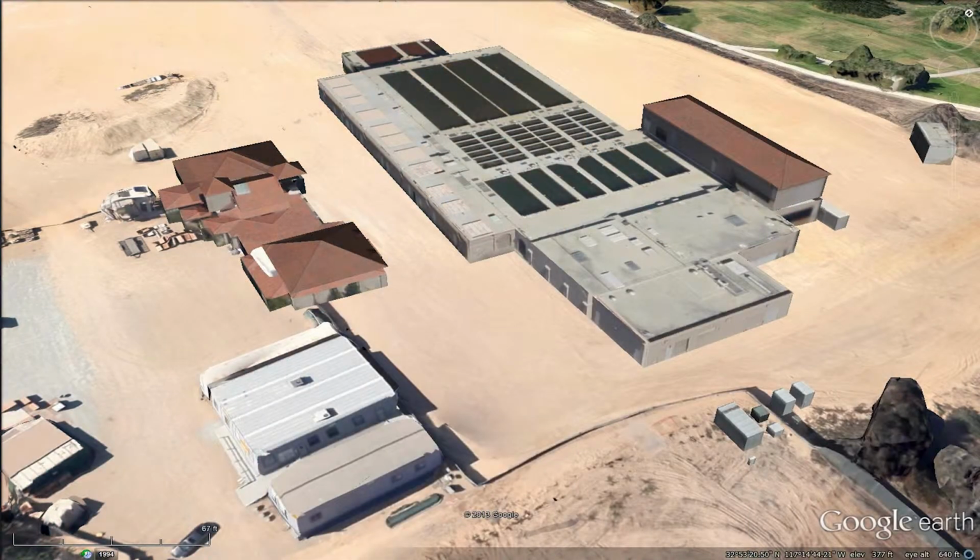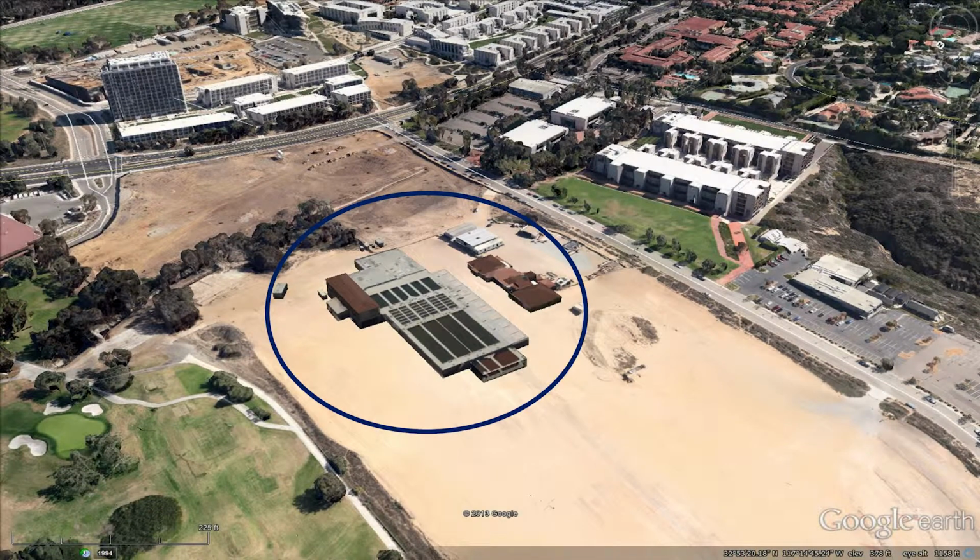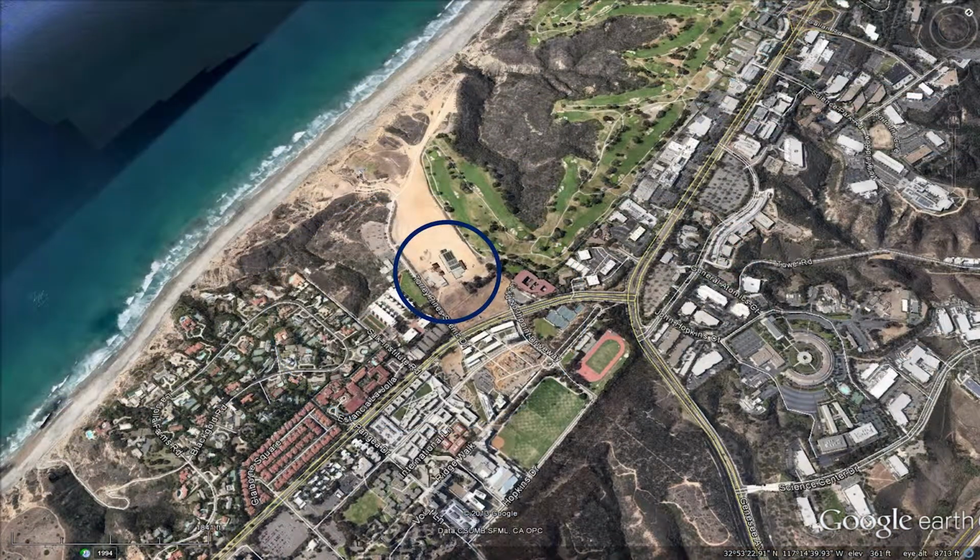This is a potential water treatment facility on the urban fringe. You may recognize it as the Glider Port parking lot just north of UCSD. You have a simple concept in mind, but how does it relate to its surroundings?